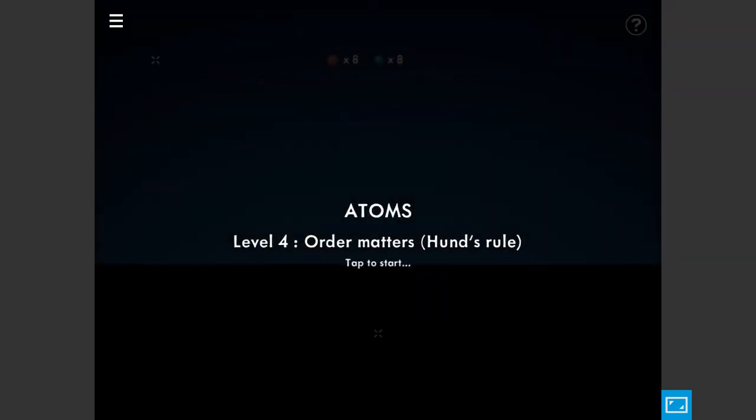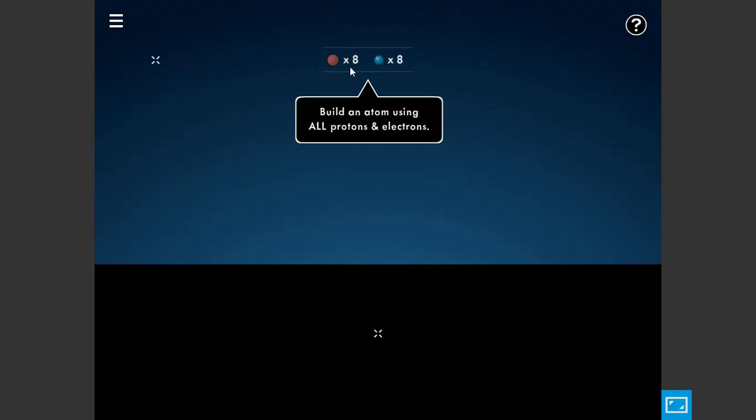Level 4, order matters, Hund's rule. If you recall, Hund's rule is when in a sublevel, when you have multiple orbitals, you fill the orbitals by single file first, then you can double them up. So let me demonstrate what that means. Here we have 8 protons. Let's build the atom.